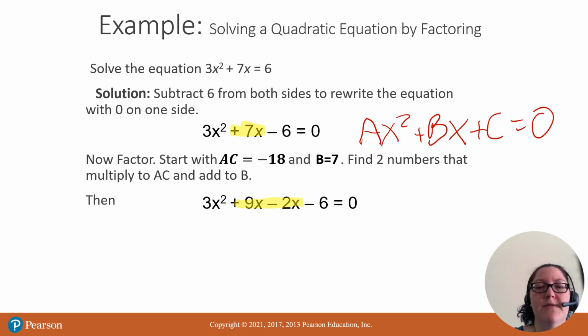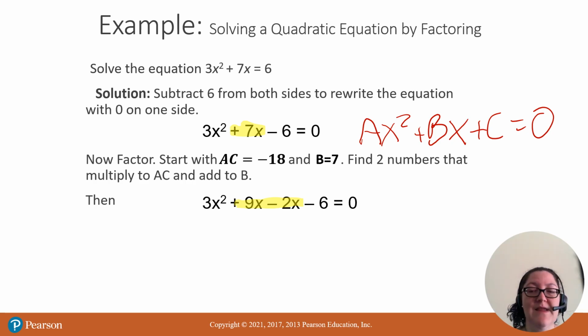So I rewrote them to where it is no longer 3x squared plus 7x minus 6. It's 3x squared plus 9x minus 2x minus 6 equals 0. So I haven't actually done anything to change the problem. It's still equivalent to the original problem. All I've done is I've broken b apart to work how I need it to work.